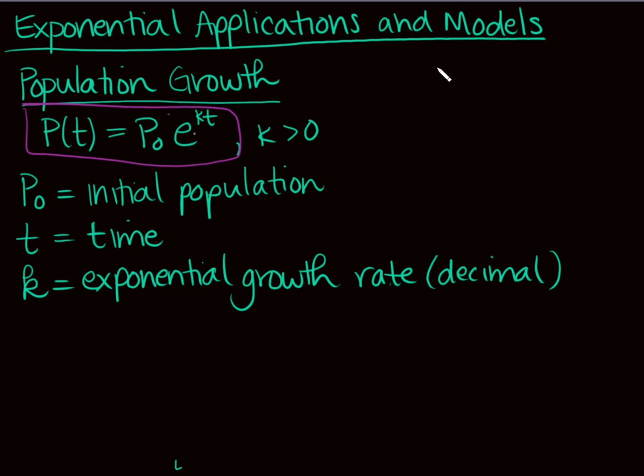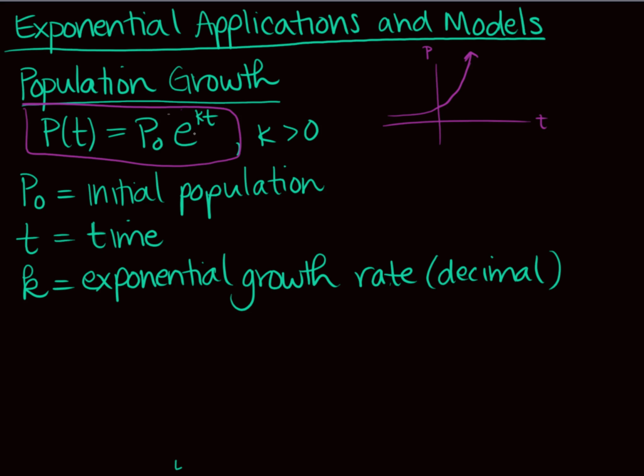This e to the kt, we know what e looks like. What do we have here? This is time, this is P. And so this is what people mean when they say things grow exponentially, right? What are these numbers in front going to do? Remember, this P naught in front is going to do a vertical stretch, and this k over here, depending on whether it's less than 1 and greater than 0, is going to do a horizontal stretch.